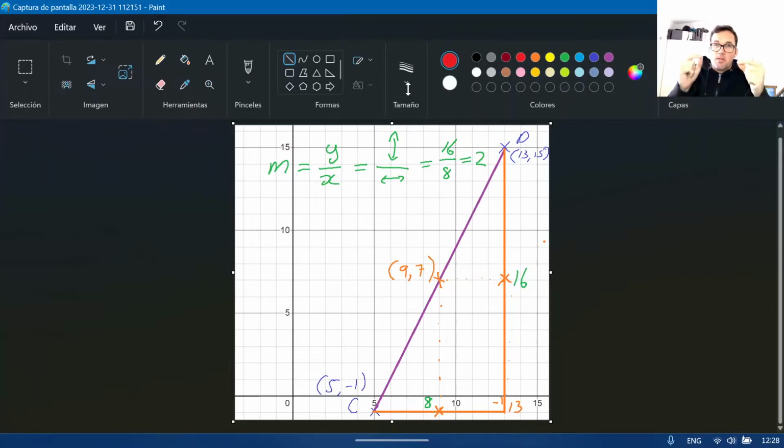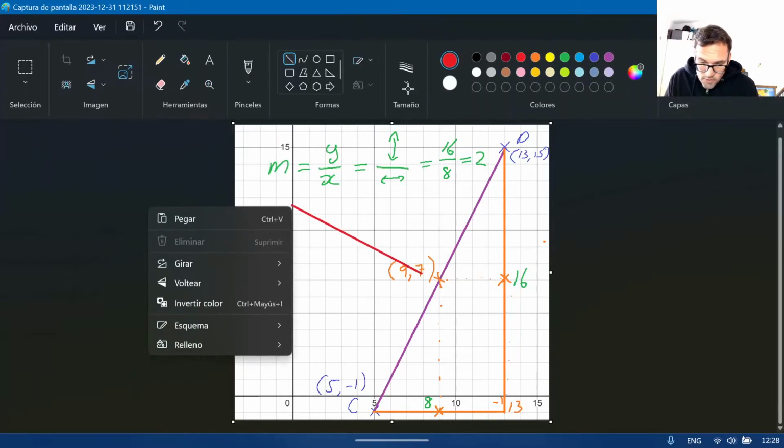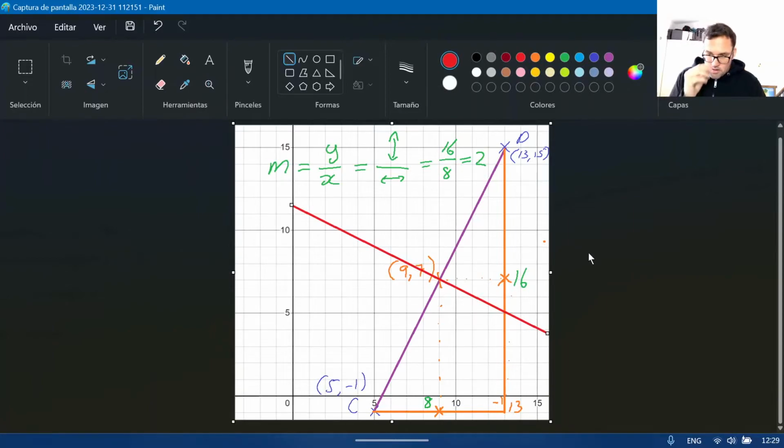Bisector: bi meaning two, like a bicycle, sector, parts. So we need to cut it into two parts, meaning equal parts, cut it in half. Meaning it would be a line that goes through the middle, cutting the purple line in half. You see that? There we go.